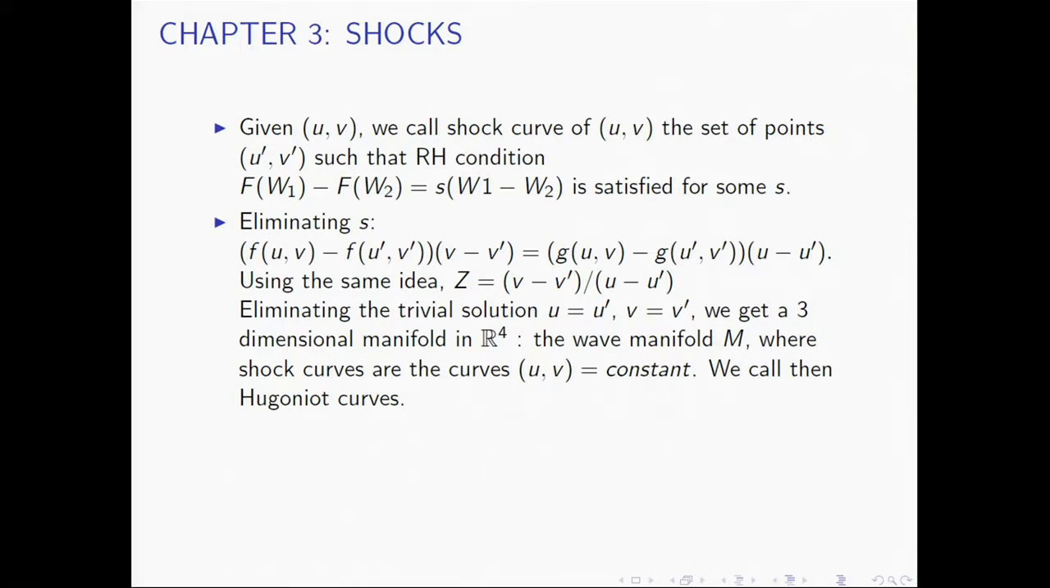And so we said, let's choose the same idea. Instead of Z equals dV/dU, which would be the natural thing, Z equals V minus V prime over U minus U prime. Eliminate the trivial solution: of course, if U equals U prime, V equals V prime, you have the trivial solution there. If you eliminate that, you get a three-manifold in R4. That's the wave manifold, where shock curves are just the curves with U, V constant. Now we call them Hugoniot curves.